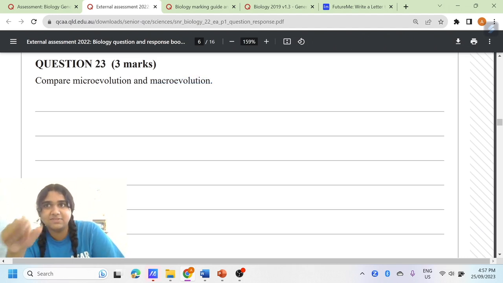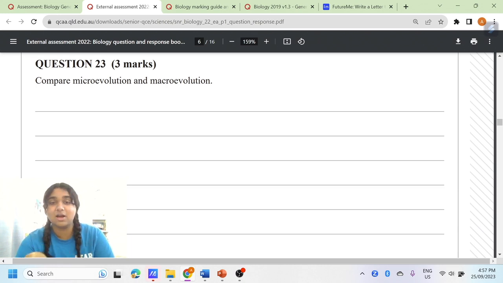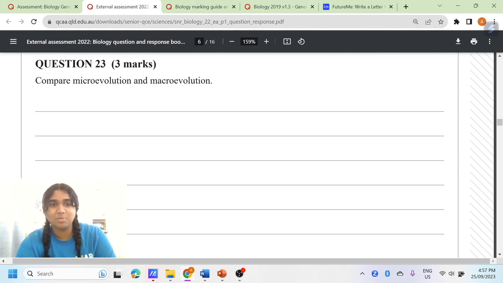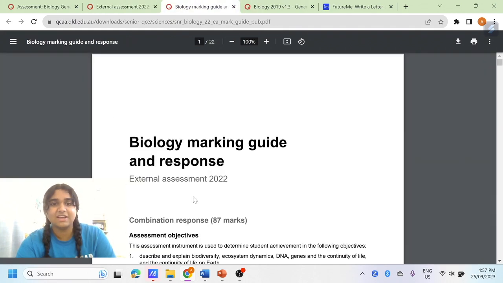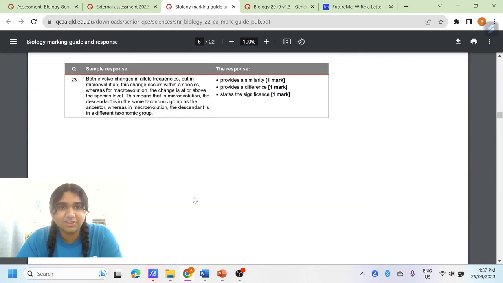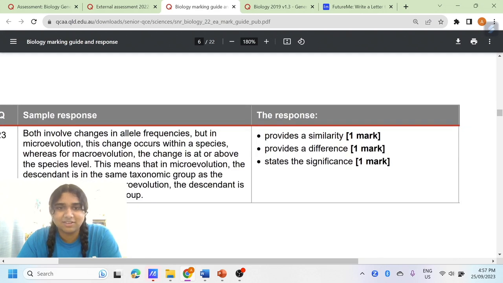Macroevolution is when those kinds of changes build up so much that two organisms can't be considered the same species anymore. So I've got this question asking you to compare micro and macroevolution, and it's a 3-mark question. If we have a look at the model answer that they've given us, both involve changes in allele frequencies. That's one similarity, and that's 1 mark that they've given to you. But in microevolution, this change occurs blah, blah, blah. In macroevolution, the change is blah, blah, blah.